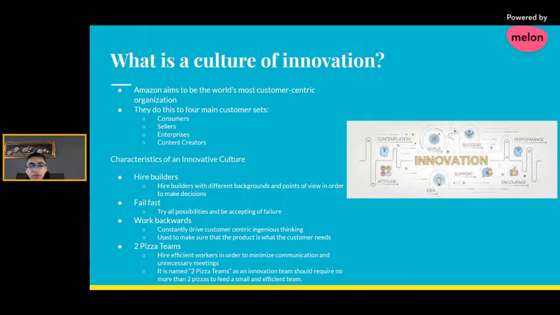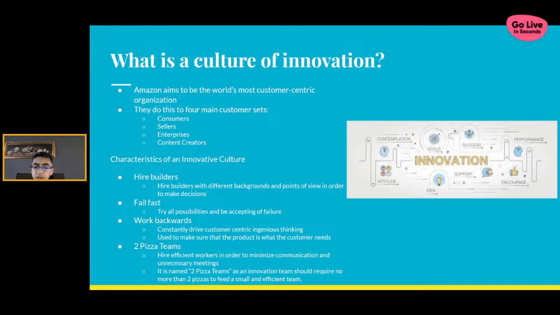What are the characteristics of an innovative culture? First, hire builders. You should hire builders with different backgrounds and points of view in order to make decisions. Next, fail fast. Try all possibilities and be accepting and okay with failure. Working backwards. Constantly drive customer centric ingenious thinking, and this is used to make sure that the product is actually what the customer needs.